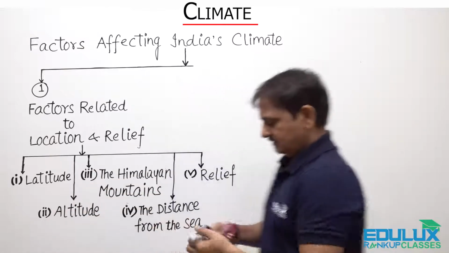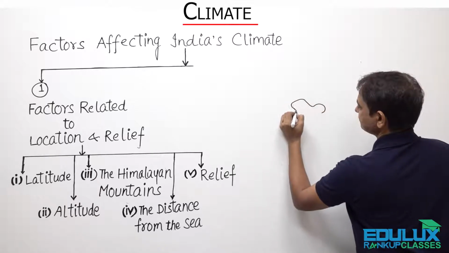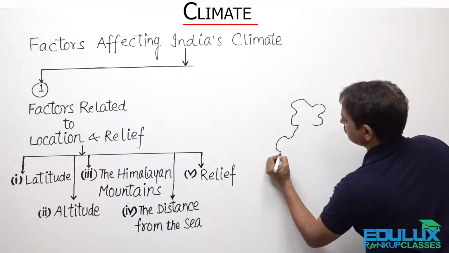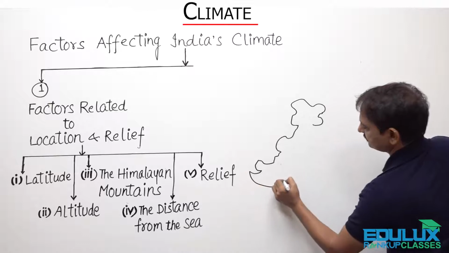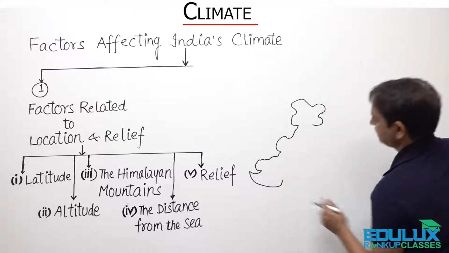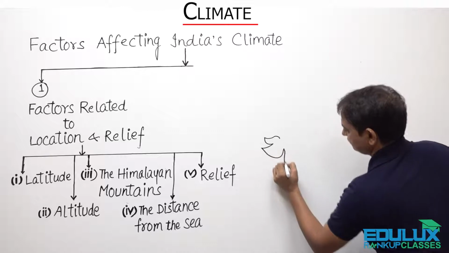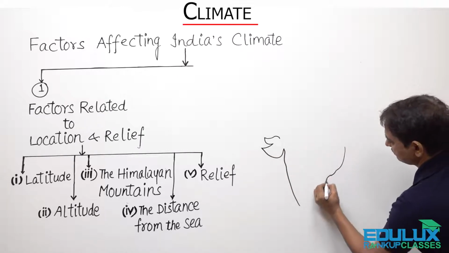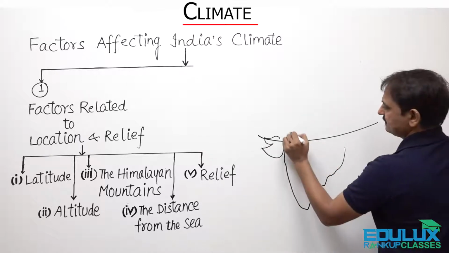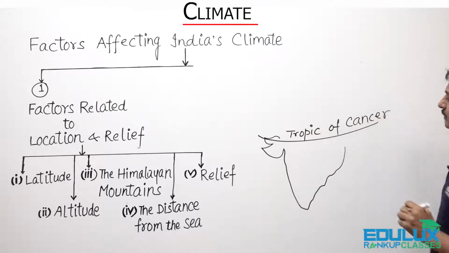Firstly, we'll take latitude. You know, children, in the first chapter you have already gone through India's location and its size. Again, today I am trying to help you understand India's location. From here we have the Tropic of Cancer. This is the Tropic of Cancer, which divides India into two equal parts.